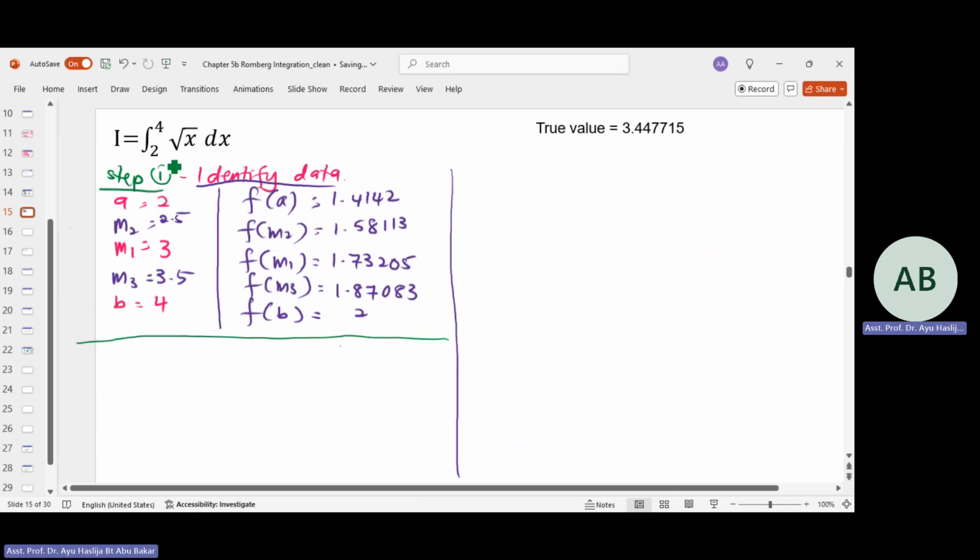Okay, next step. Step number 2 is to find the first level. Find O(H²), which is K equals 1. This part uses the trapezoidal equation, the trapezoid rule.